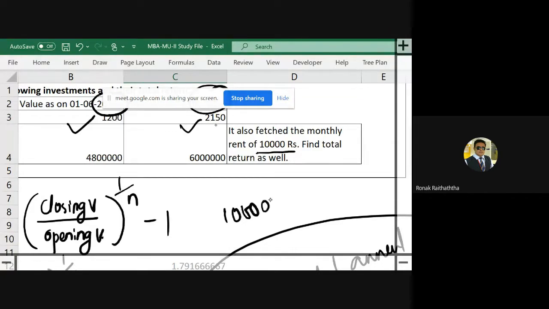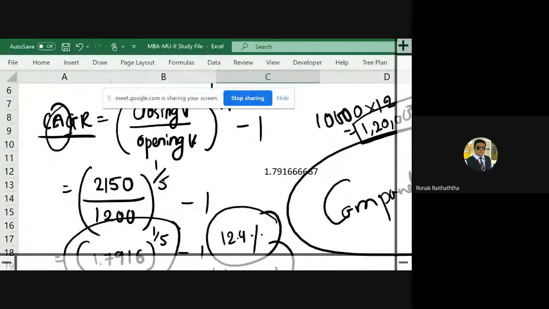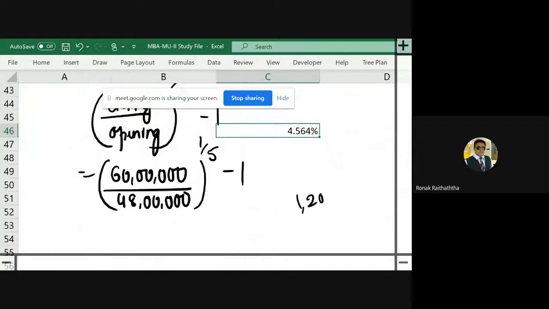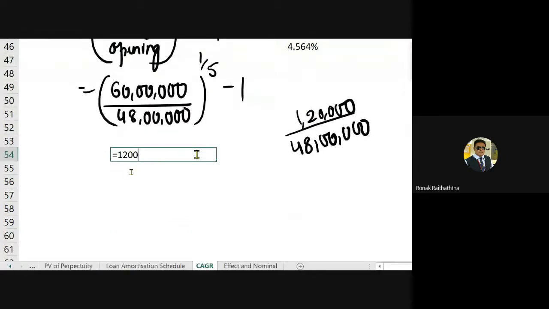So 10,000 multiplied by 12. So yearly rent, how much he has got? 1,20,000 yearly rent he has got. So friend, from that 1,20,000, that was a yearly rent he has got, no? What was the investment made by them? 48 lakhs rupees. So 120 divided by 48 lakhs rupees. So that is the yearly return he has got in terms of rent. So let me just divide that, equal to 120 divided by 48 lakhs.